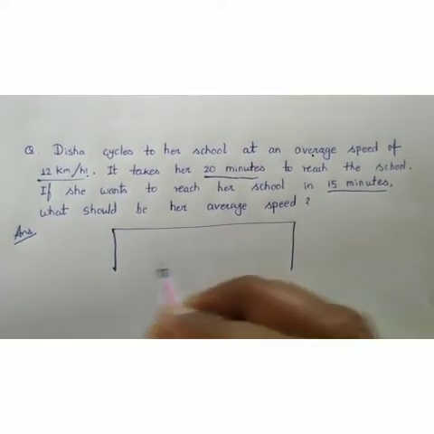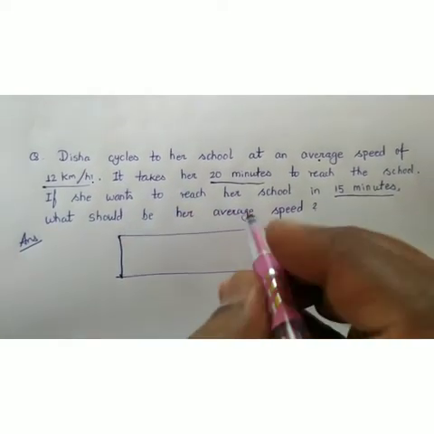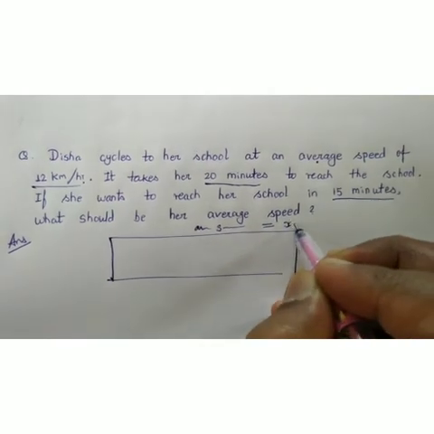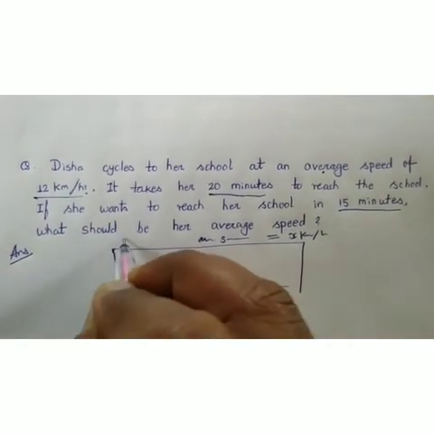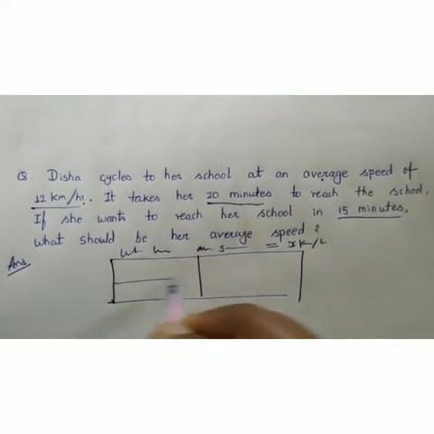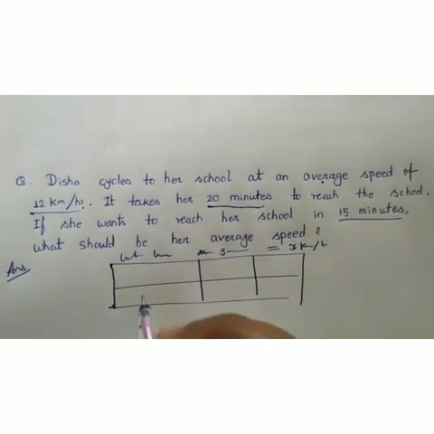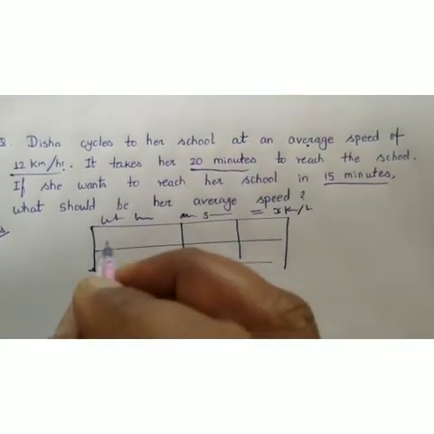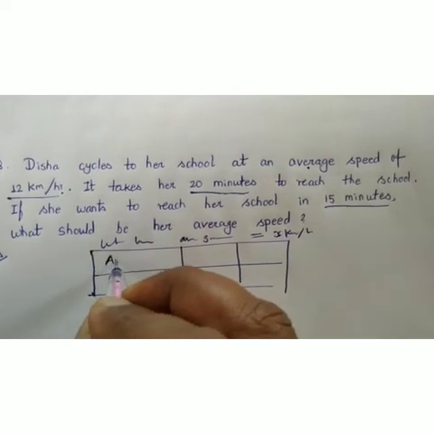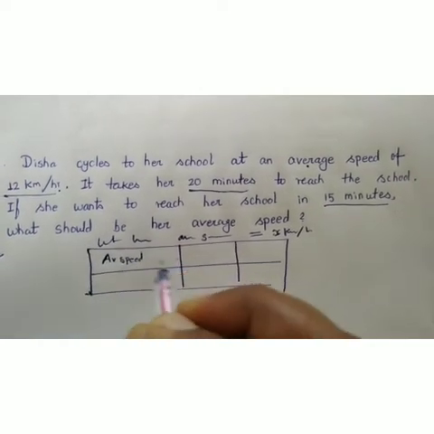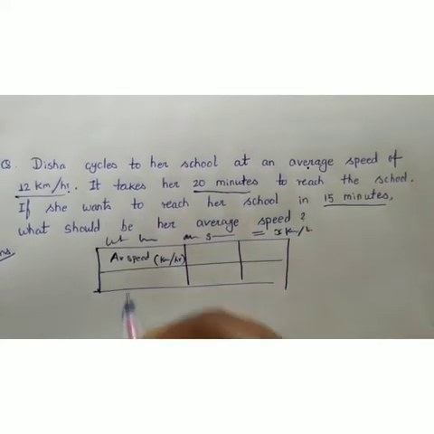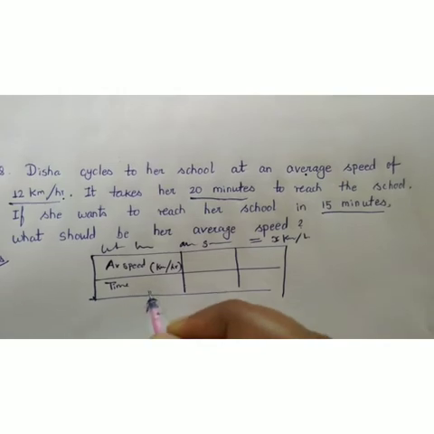In this question we'll assume that her average speed is equal to x kilometer per hour. Now you have to solve this question. I'm just giving the hint. We have average speed, unit is kilometer per hour, and time. We take the time in hour.